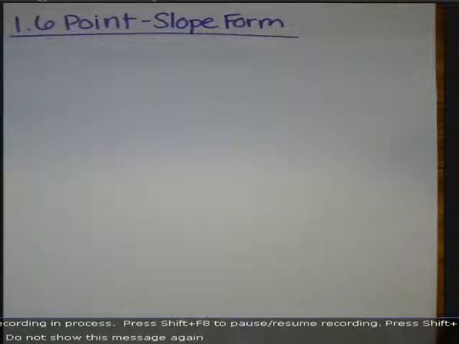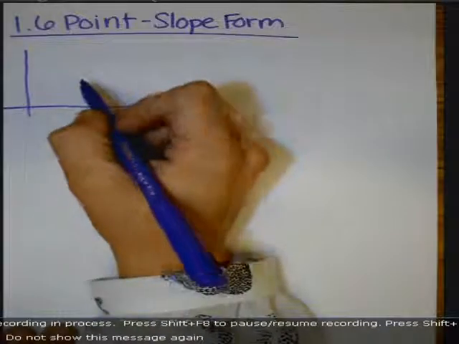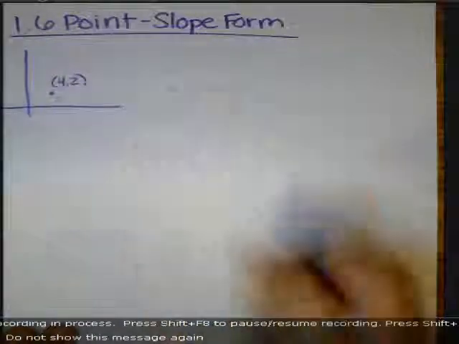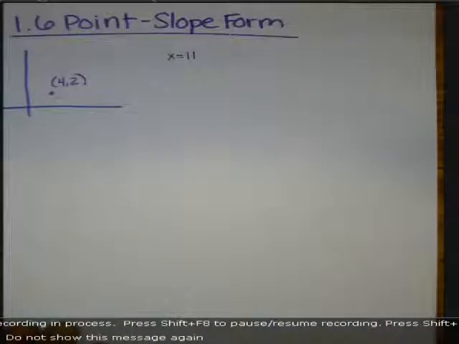Today's lesson was 1.6, the point slope form. The lesson started out with a graph, and on that graph there was a particular point. I think they gave you (4, 2). And then they asked you how to get to a point. If they said you change your x to 11, what's the new point going to be?